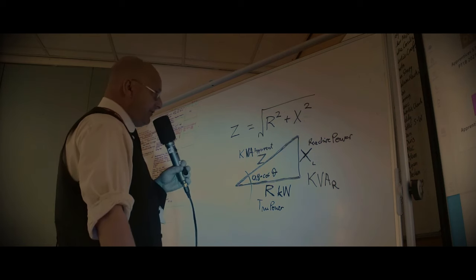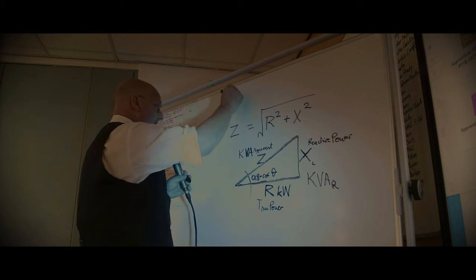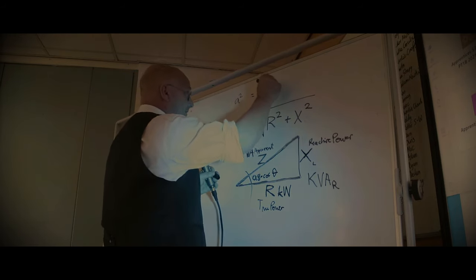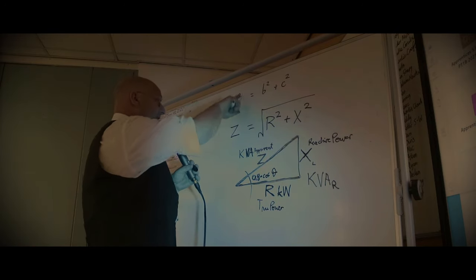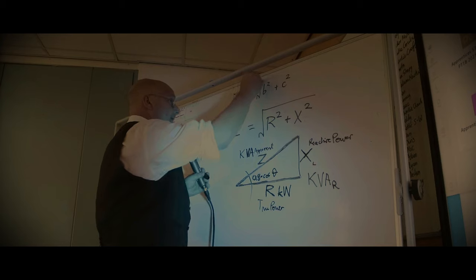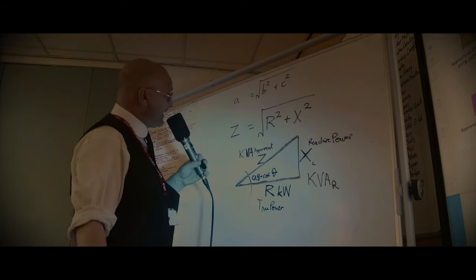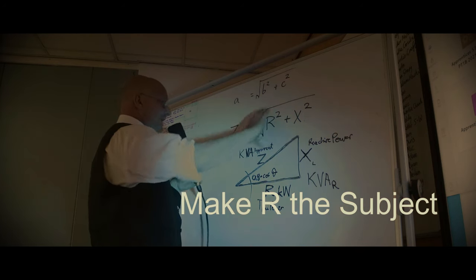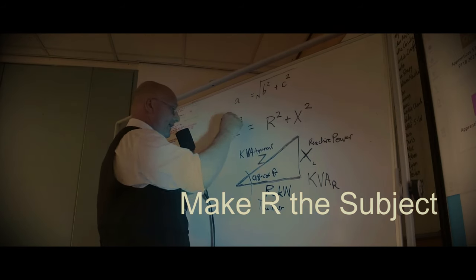So back to our rearranging formulae. This thing here is nothing other than A squared equals B squared plus C squared, which is Pythagoras' theorem. All they've done is they've square rooted both sides, which gets rid of that little indicator there. We want to carry out the opposite of this square root on both sides so we can get rid of that square root. We want to get rid of that. So the opposite of square rooting is squaring.